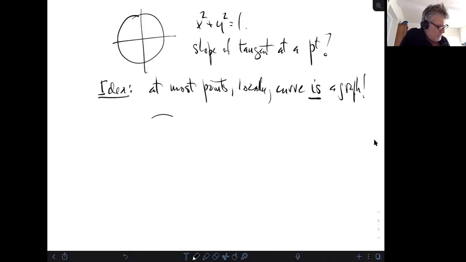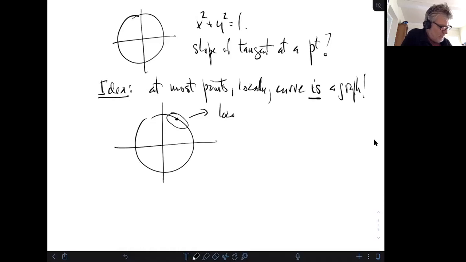So let's just take a look at this. If I take a point here, for example, if I just look at the part of the curve which is here and I forget everything else, this is the graph of a function. The fact that there are points below here now is irrelevant. So locally, it is a graph. So in theory, I can use exactly the same thing that I did earlier to find this.